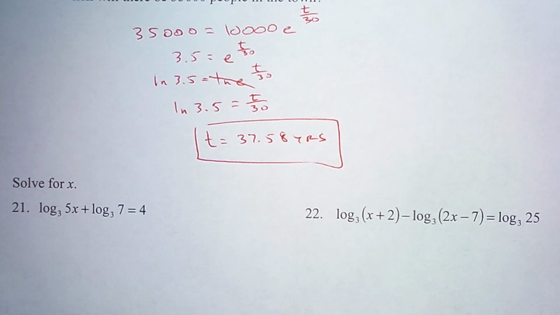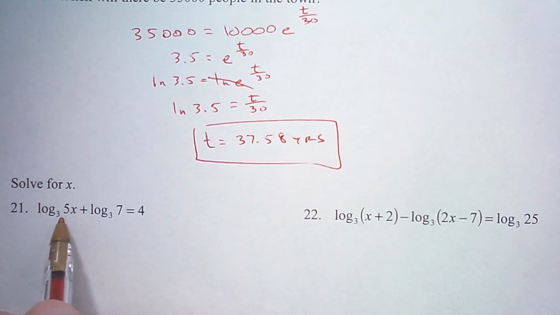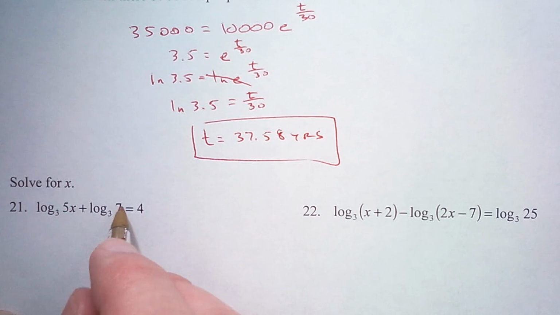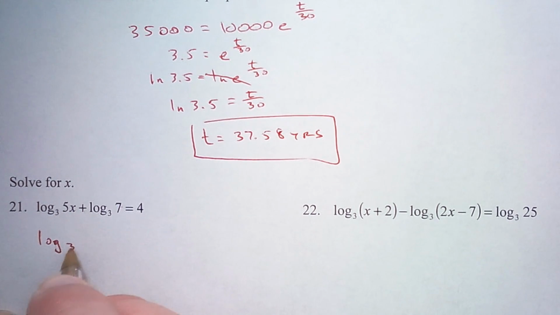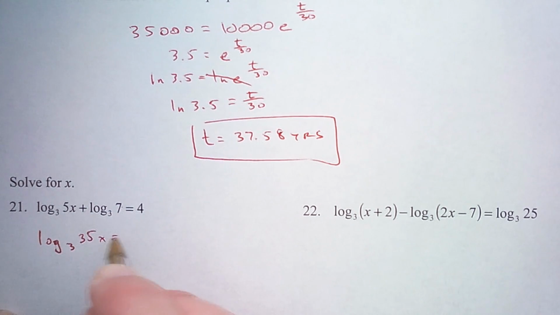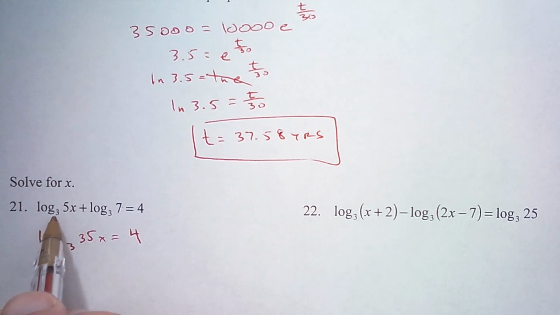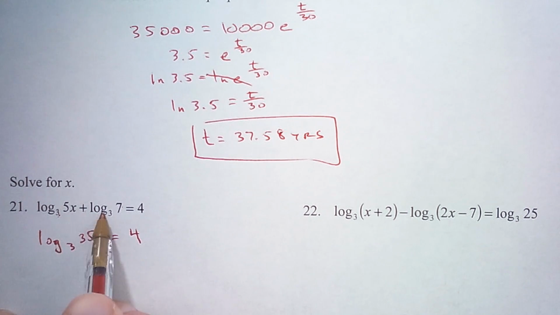Solve this equation for x. The first thing I want to do is condense. There's an addition here, so I'm going to multiply the arguments. So we have log base 3 of 5 times 7, which is 35x, equals 4. Okay, a lot of times people just try to do a base 3 on both sides, but I can only do that when I have a single logarithm. This is not a single logarithm. This is. So we have to condense first.